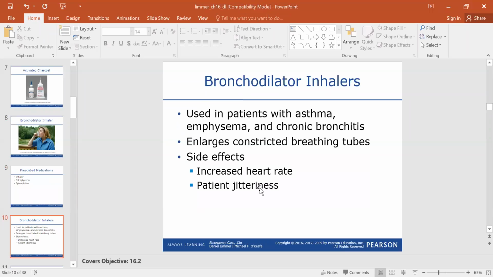All right. So bronchodilator, we talked about this. Not just patients with asthma, but patients that have emphysema and also chronic bronchitis may also have an inhaler. Now, let me see if one of you remembers this. Trevor, if your patient has emphysema and chronic bronchitis, both of those combined, what is that disease called?